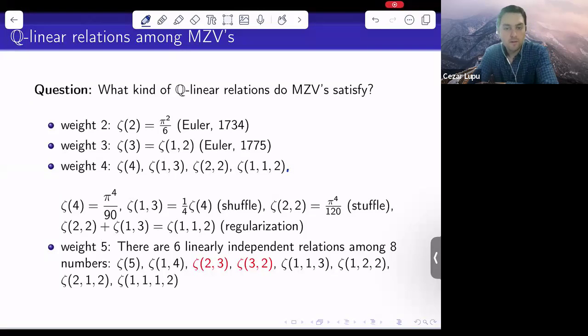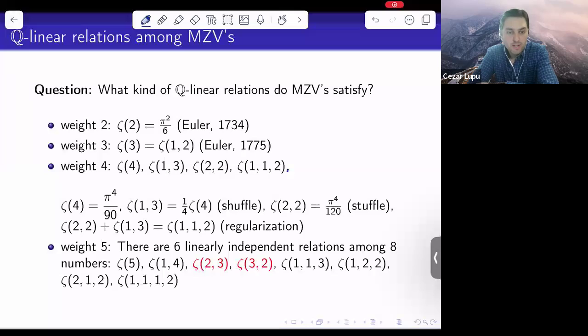So these values can be computed. As we have seen, we computed those two double zeta values. So zeta of 4, we already know the value. Zeta of 1, 3, we already know the value. Zeta of 2, 2, again. And of course, by doing the regularization, one can show that zeta of 1, 1, 2 is in fact the sum of zeta of 2, 2 plus zeta of 1, 3, which again, we already know the values. So in weight 4, all these MZVs are rational multiples of pi to the 4th.